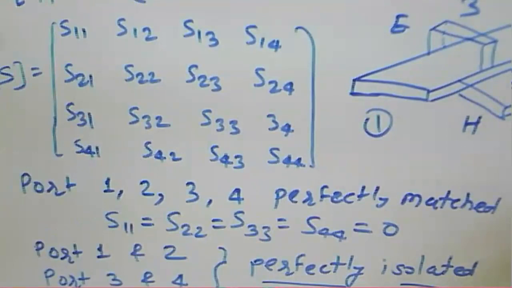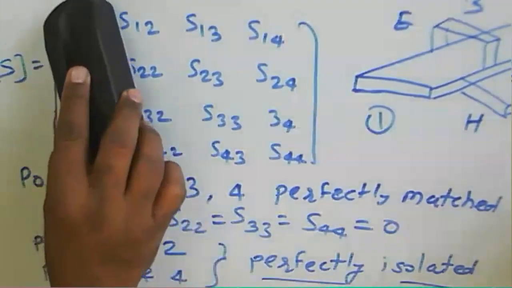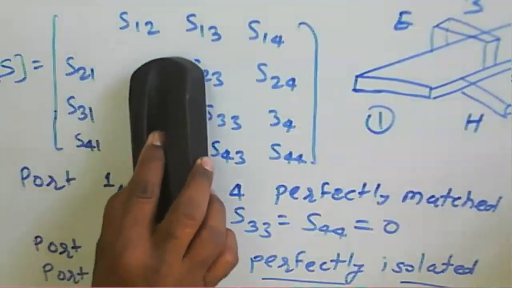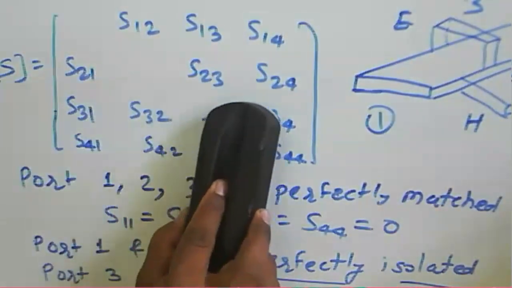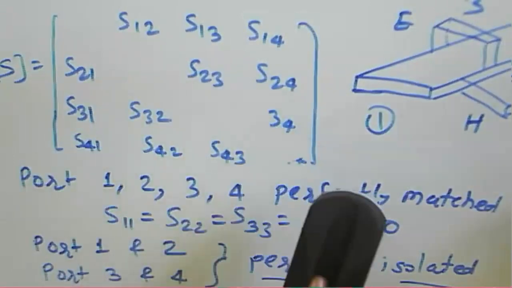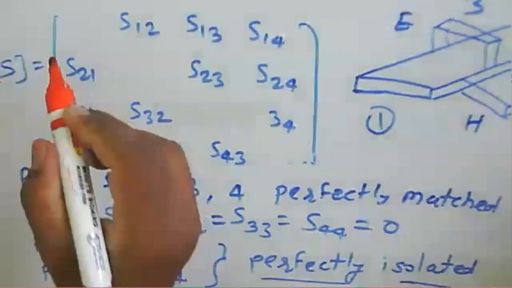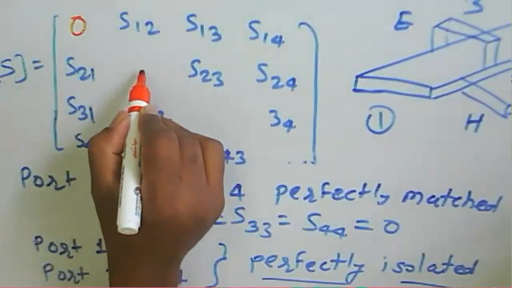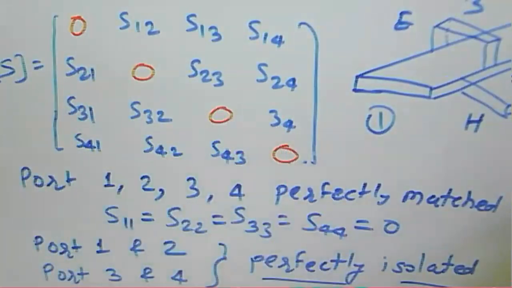So this S11 term is 0, S22 term again is 0. We get that S33 is again 0, because this one is about a perfectly matched. This equation is saying that S11, S22, S33 are 0 because it is about a perfectly matched. This term is 0, this term is 0, this term is 0.